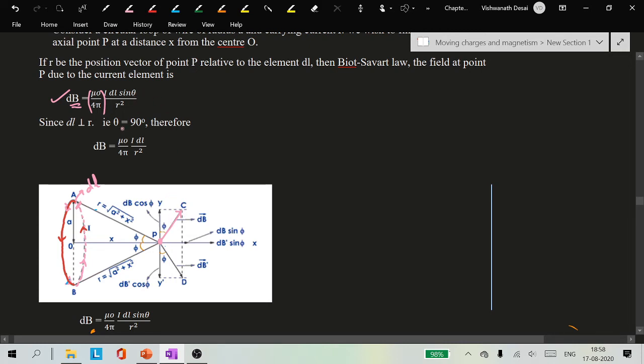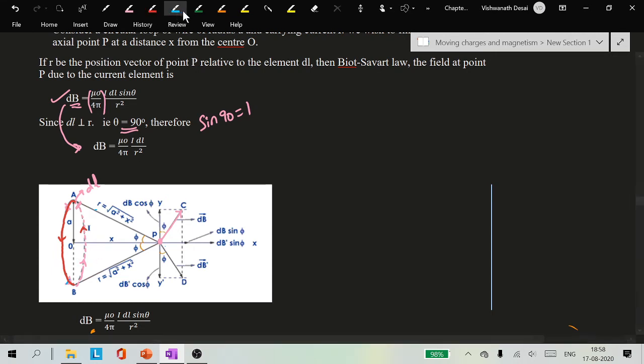Theta is equal to 90 degrees as explained in the figure. Therefore, sin 90 becomes 1. Therefore, the above equation can be written like this: dB is equal to mu naught divided by 4 pi I dl divided by r square times 1, since sin 90 is equal to 1.